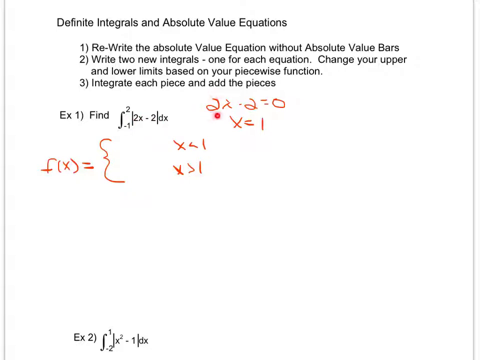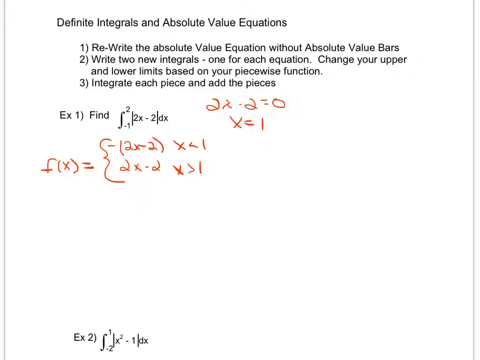So when I plug a value less than 1 in, say 0, I get 0 minus 2, which is negative 2. Since I'm getting a negative and absolute value is always positive, I know that gives me the opposite of what I want. So I'm going to use negative 2x plus 2 for x values less than 1. And if I try something bigger than 1, say 2, notice I get 4 minus 2 is 2. I get a positive, which is the same thing I'll get with the absolute value bars, so I'll leave the function alone for that piece.